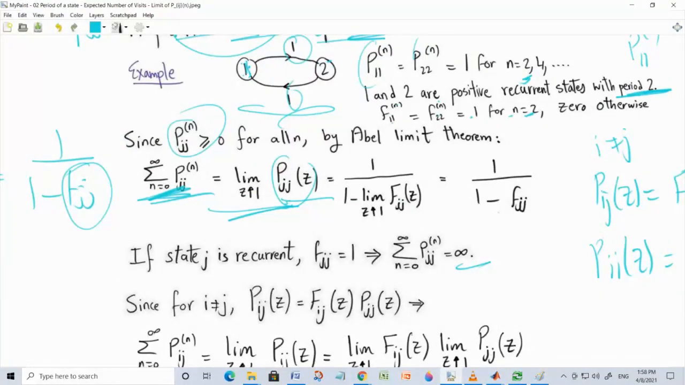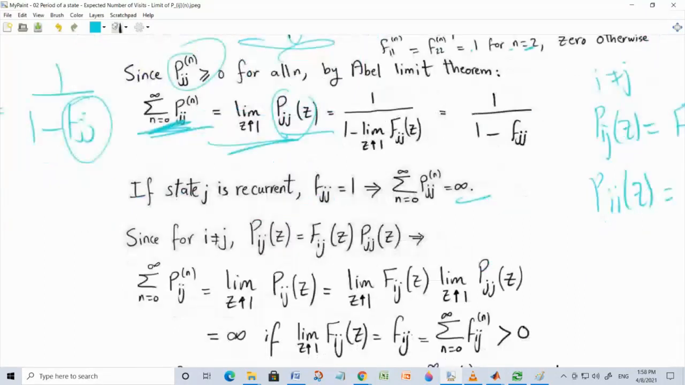So another way of describing a recurrent state is to say that for a recurrent state, if you do the summation of b_jj(n) from 0 to infinity, it will be an infinite number. Okay, so this is another way of understanding a recurrent state. Again, this is an if and only if: F_jj is equal to 1.